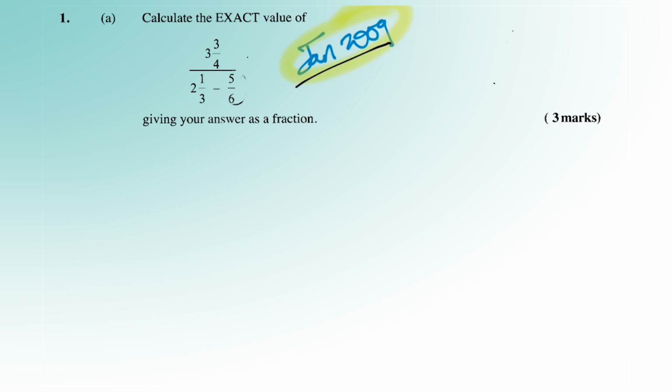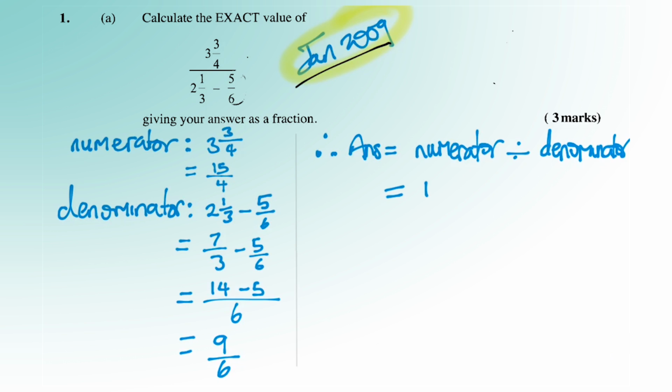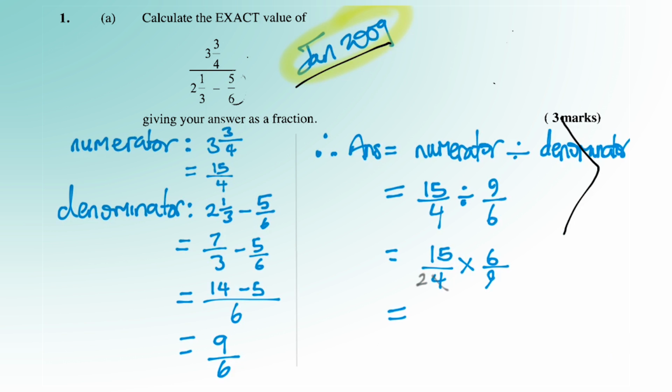This is January 2009. We're moving pretty good. Calculate the exact value. This is the same kind of style, so I'll leave this up to you. Let me just show you what I do. The numerator is that, and the denominator is that. Take away, and then you put your answer equal to numerator divided by denominator. Then you do a little cross off thing.